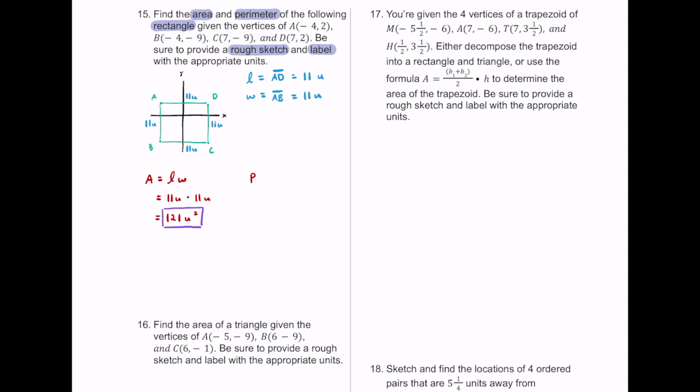As for our perimeter, remember a perimeter is equal to twice the length plus twice the width. And so we have 2 of these 11 units on the top and bottom for the length. And then we have 2 of these other 11 units for the 2 sides for the widths. So 2 times 11, that would be 22 units across the bottom and the top, plus another 22 units going up and down the side. So 22 plus 22, we should have a total of 44 units going all the way around this rectangle for the perimeter.